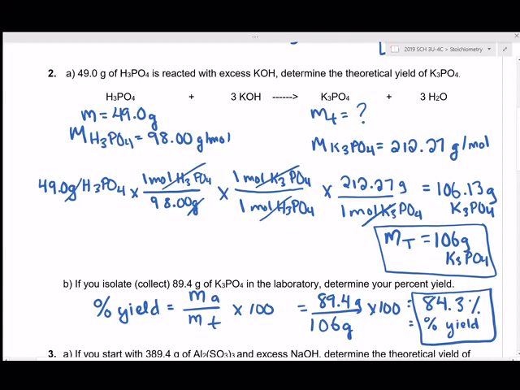Okay, so that is it for today. So the next assignment for you is you are going to finish questions 3, 4, and 5 on this sheet, and the answers are at the bottom for you to then check your work.